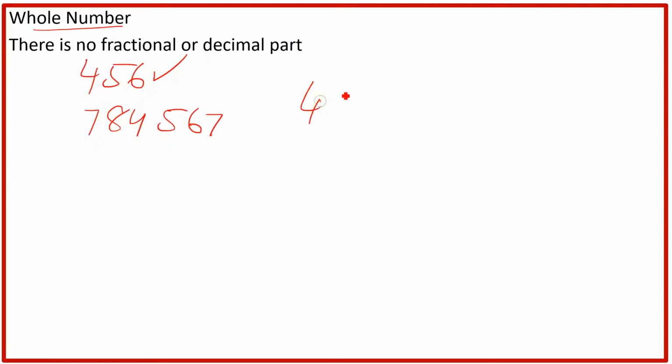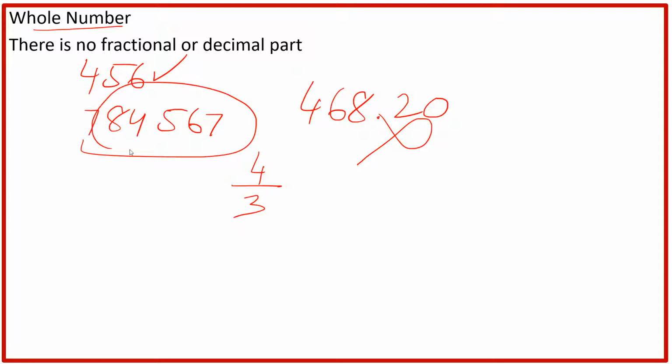If I say, suppose, 468.20, this is a decimal, this is not a whole number. And there is no fraction. Fraction means like this, right? 4/3. No fraction, no decimal part is called a whole number. So we will discuss the properties of whole numbers. The first property is the closure property.